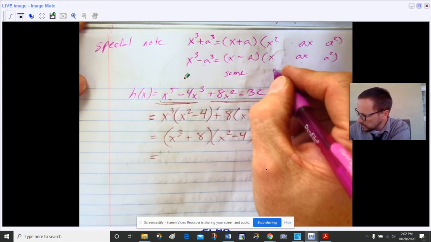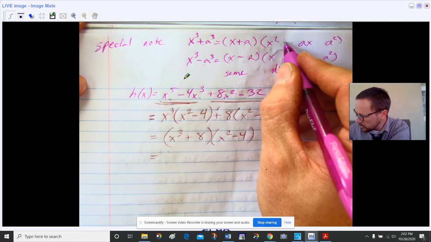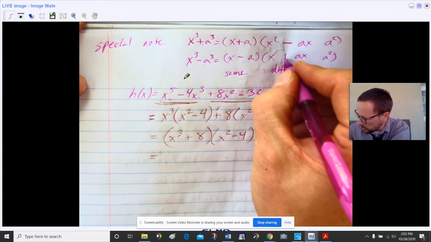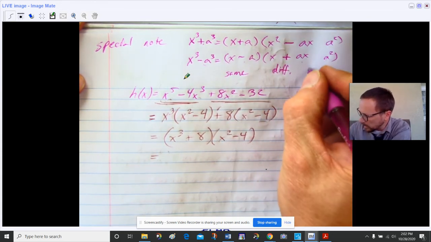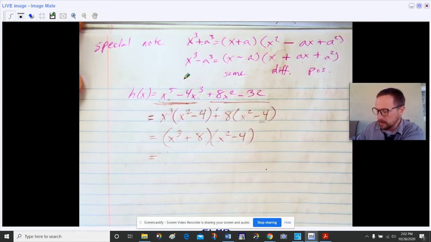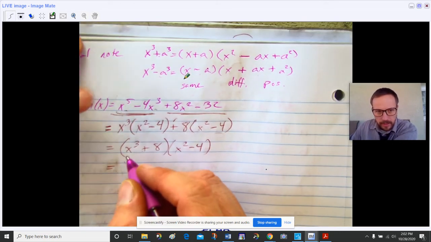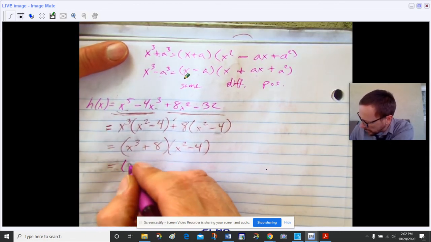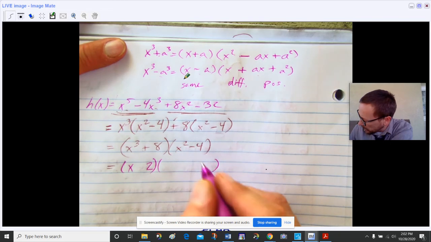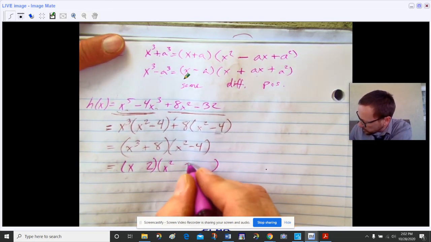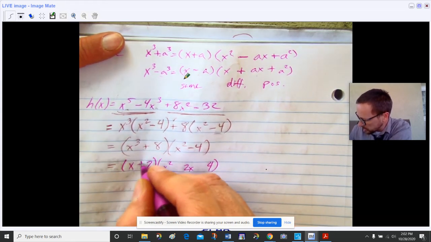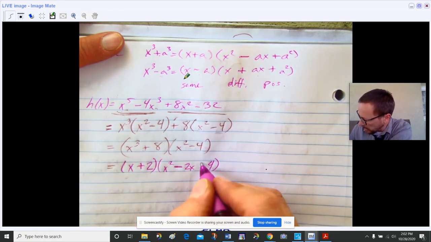The next one is different. So that's plus, we have to do the different one. This is negative, we do the positive. So same, different, then always at the end, always positive. In our case, we're talking about that top one because it's plus, so it's going to be x plus a. Remember, a was 2 because a cubed is 8, 2 cubed is 8. Then we have x squared, 2x, and a squared, 2 squared is 4. So we put 4. Plus, same, different, positive.